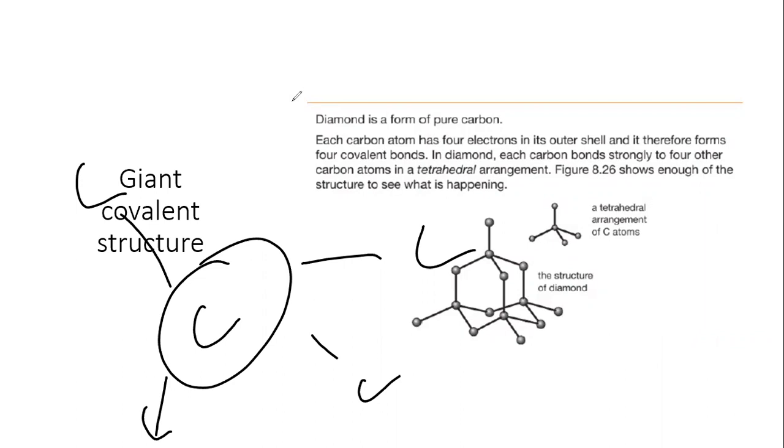Since it only has covalent bonds present, it generally has really, really high strength. It will have a high boiling point and melting point because you need a huge amount of energy to be able to break these covalent bonds.